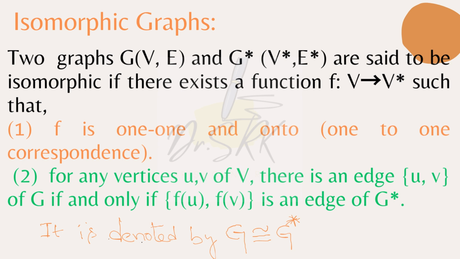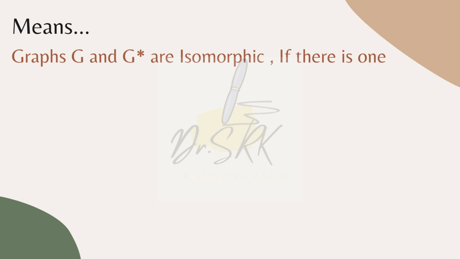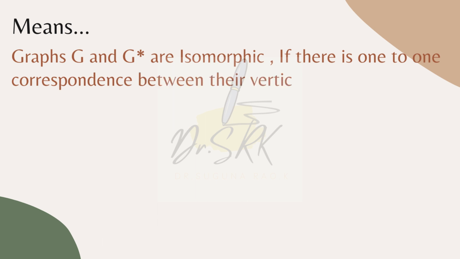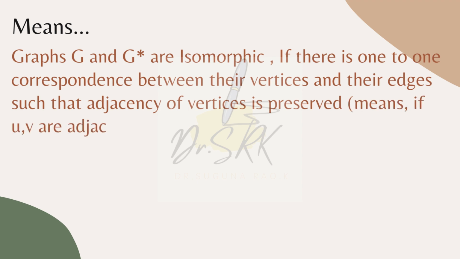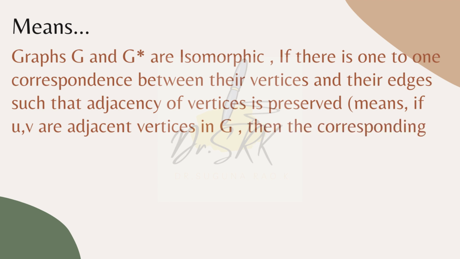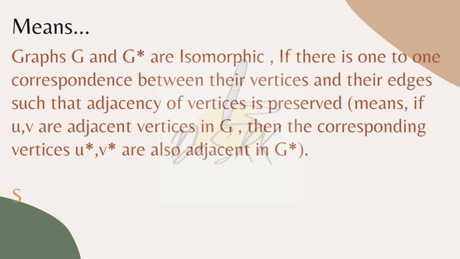To understand this definition clearly, the graphs G and G star are isomorphic if there is a one-to-one correspondence between their vertices and their edges. One-to-one correspondence means one-one condition and onto condition must be satisfied between their edges and their vertices such that adjacency of vertices is preserved.